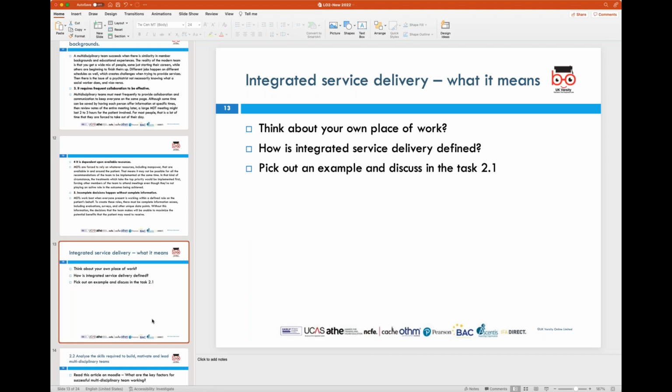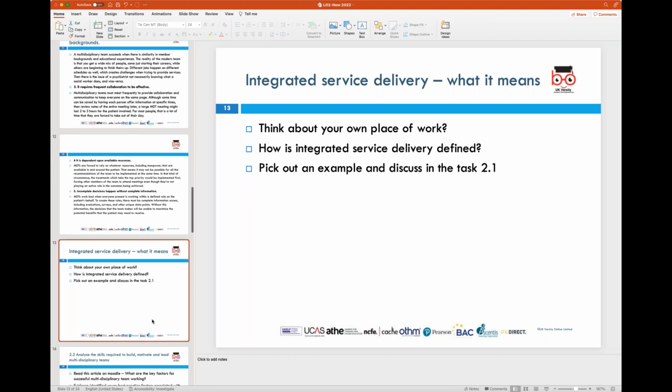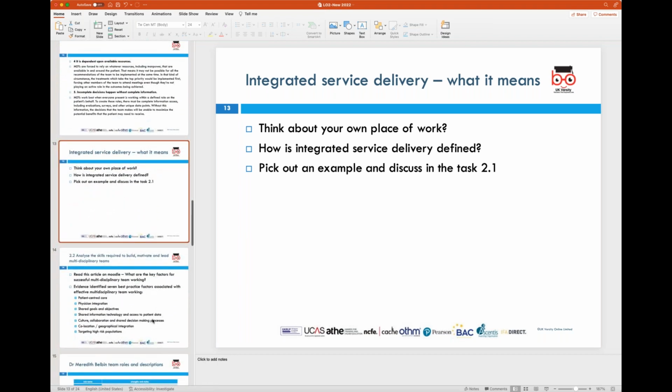Now, as a result of understanding the strengths and weaknesses, or advantages and disadvantages, of MDT, what I would suggest, as a bit of an introspective exercise, is to think about your own place of work and see what the term integrated service delivery means to your organization, and then pick out an example and discuss that for the completion of task 2.1. I think that would give you a sense of perspective and also help you understand the meaning of integrated service delivery and integrated care and what it means at your place of work with regard to your role and responsibility within the organization that you work in.